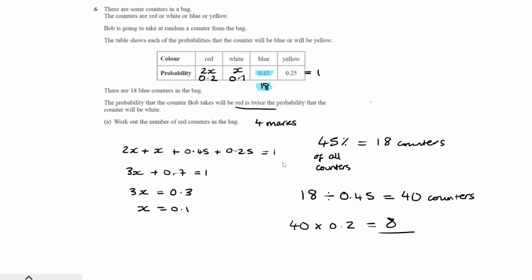So the answer's 8, but there's kind of two things there. The first thing is knowing that all probabilities add up to 1. That's the first thing, so you can create that equation. You don't necessarily have to use algebra. If you prefer to use ratio, it'd be like a 2-to-1 ratio, wouldn't it? You could do that. I just don't like ratio, me personally, so I try to avoid it.